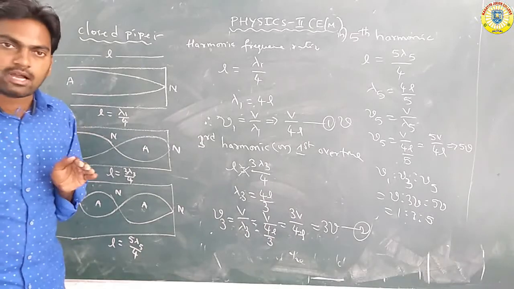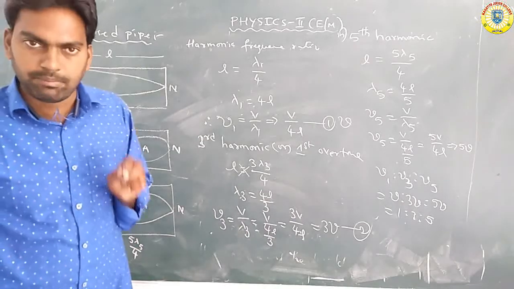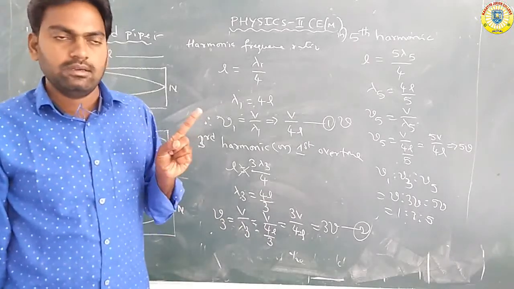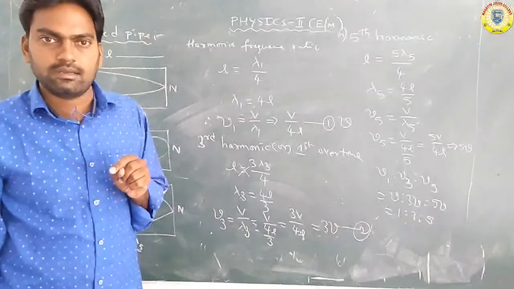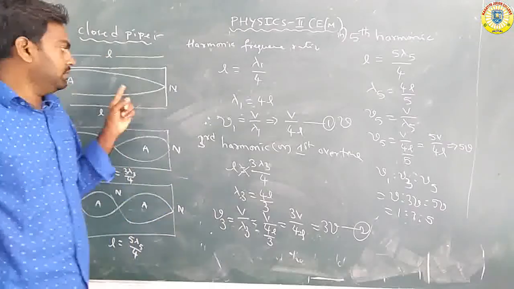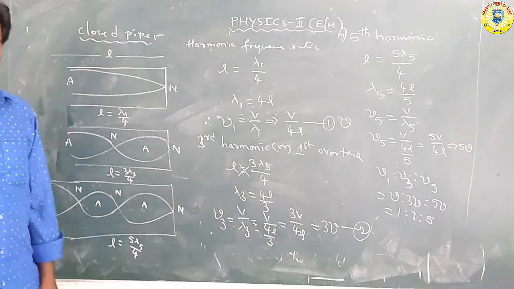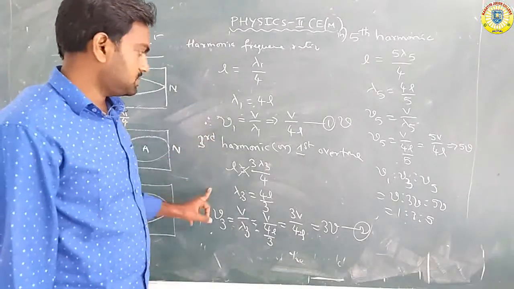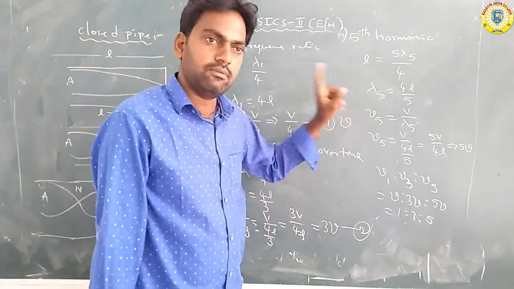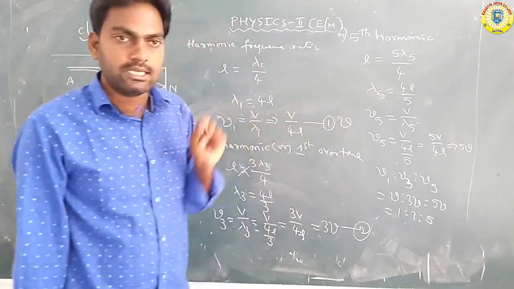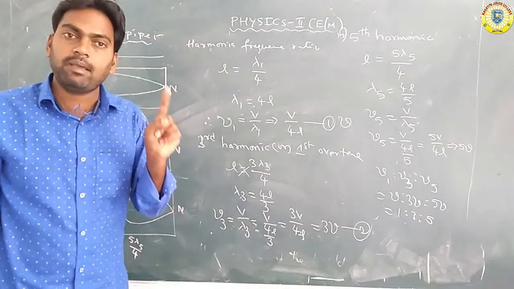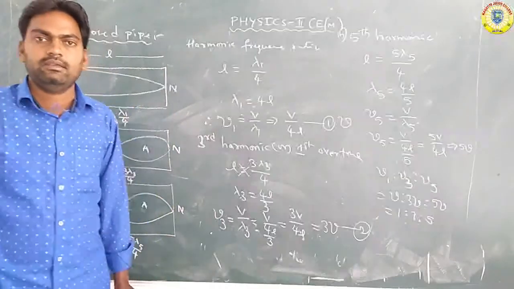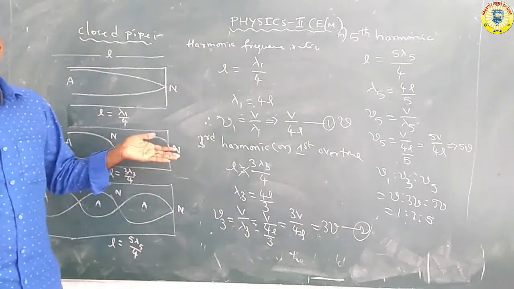How are stationary waves formed in a closed pipe? That carries 1 mark. Next, the diagram, 1 mark. Then the three steps of the derivation, first, second, third, each 1 mark. And the definition of a closed pipe, 1 mark. So a total of 6 marks are awarded.